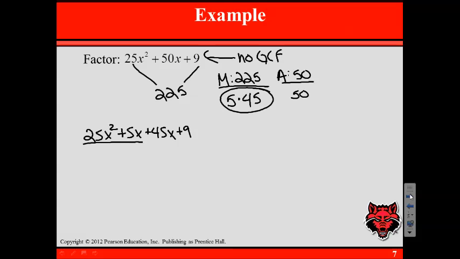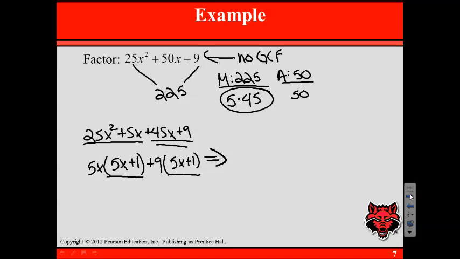We group the first two terms, group the last two terms. The GCF in our first group is 5x. The resulting polynomial is 5x plus 1. In the second group, the GCF is 9. And the resulting polynomial is 5x plus 1. So we have a binomial factor in common.